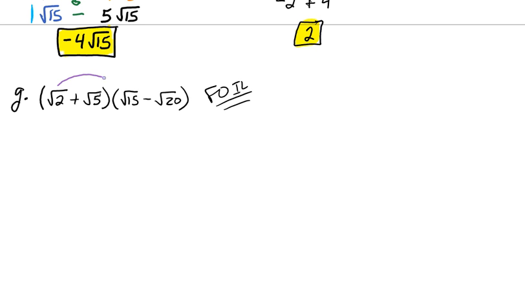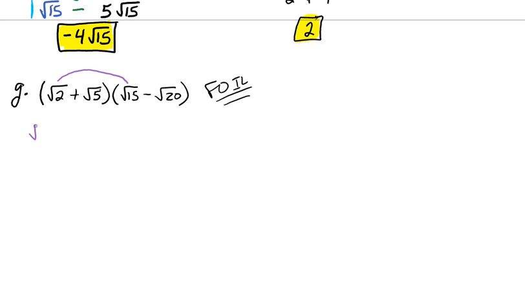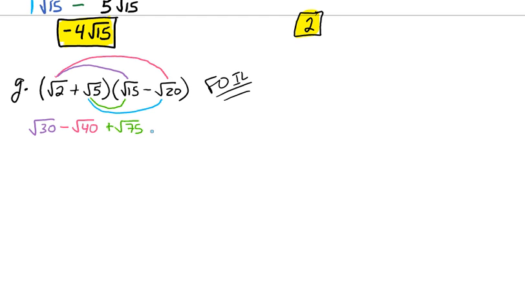So here we would take the square root of 2 times the square root of 15, which would give us the square root of 30. And the square root of 2 times the square root of negative 20, which is a negative square root of 40. The square root of 5 times the square root of 15 is going to give us a positive square root of 75. And the square root of 5 times negative square root of 20 is a negative square root of 100. So from here, we're going to have to break down each of these pieces.